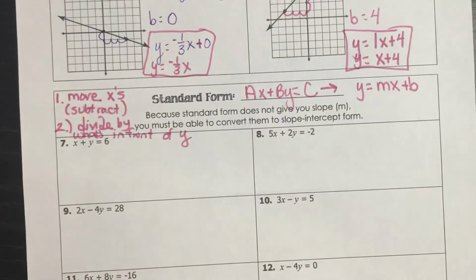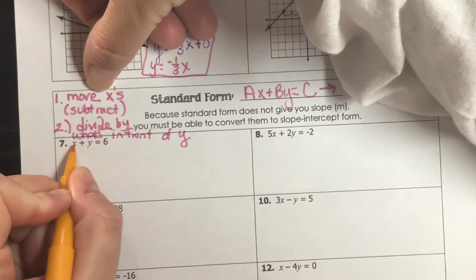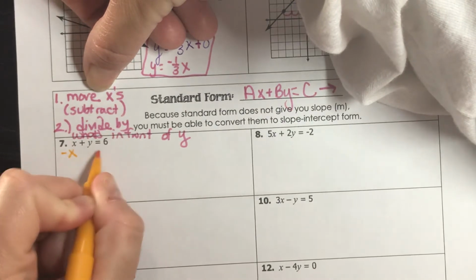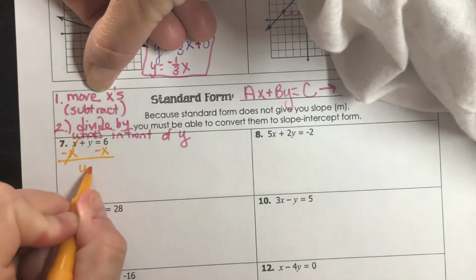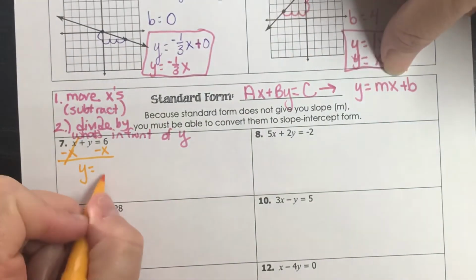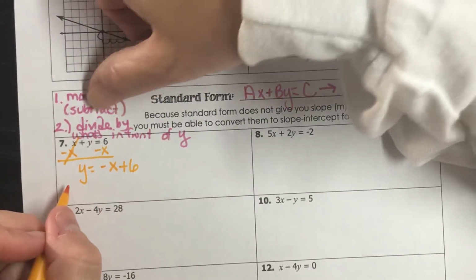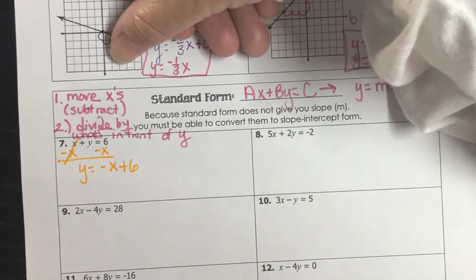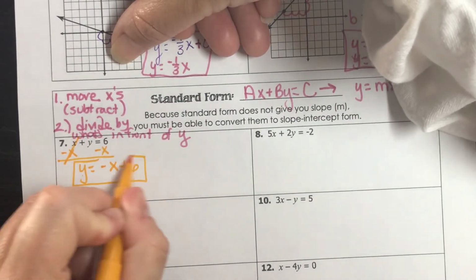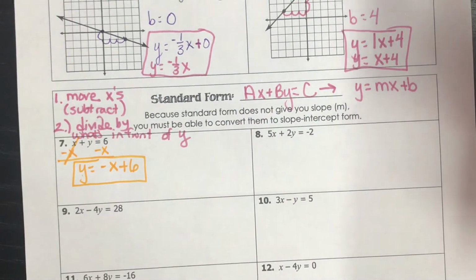So let me show you number 7 here. I'll switch colors because I don't want that pink to run together. So for number 7, step 1, move your x's. So we need to get the x's to the other side, and we're going to move them by doing the opposite operation and subtracting. So we subtract them, and we get y equals, you want this in slope-intercept form, so this x needs to stay out front. So negative x plus 6. And then at this point, if there was a number in front of the y's, we would divide by it. There's nothing, I mean, there's a 1, but you're not going to divide by it. So in this case, we would be done. So you're going to leave it like that today. Whatever you get, once y is by itself, leave it.